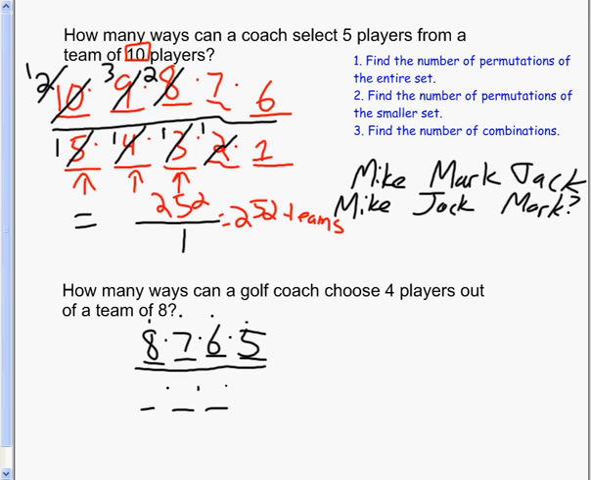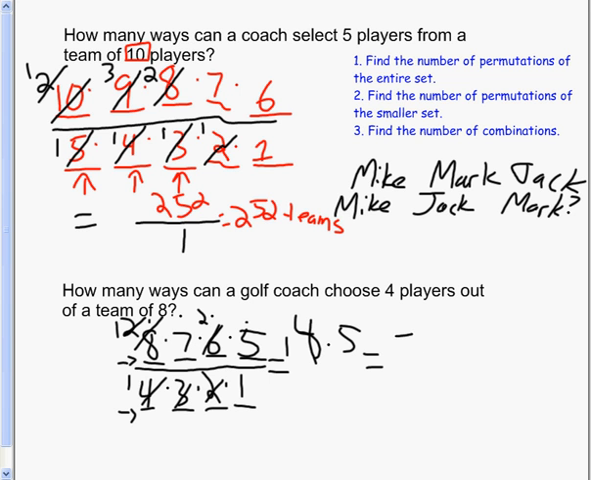On the bottom, we're going to see how many different ways we can rearrange those 4 players once we have them. With 4 blanks matching the number of blanks we have on top, we've got 4 options for spot 1, 3 for spot 2, 2 for spot 3, and the last person standing for spot 4. Now we can divide. 4 goes into 8 2 times. 3 goes into 6 2 times. 2, we'll cancel that 2, so now we have 1. And now we have 7 times 2 times 5. 7 times 2 is 14, and 14 times 5 is going to give us 70 teams that we can make.